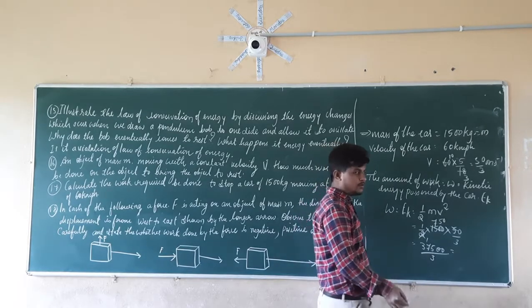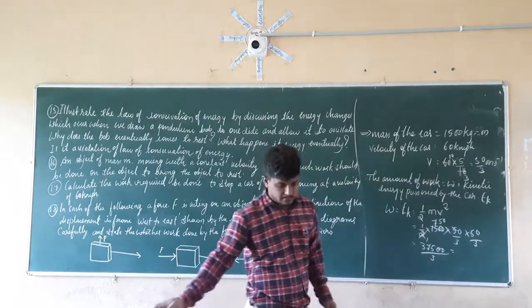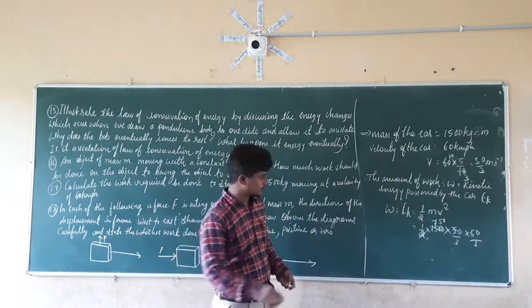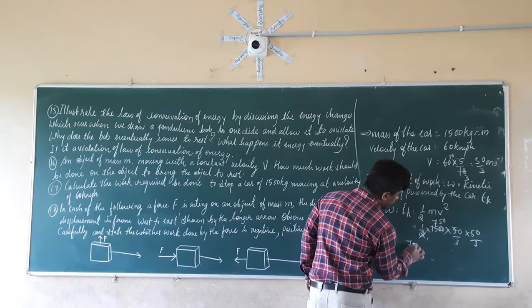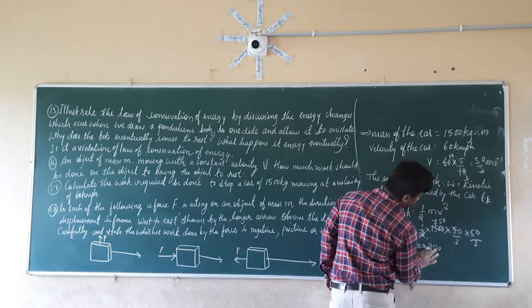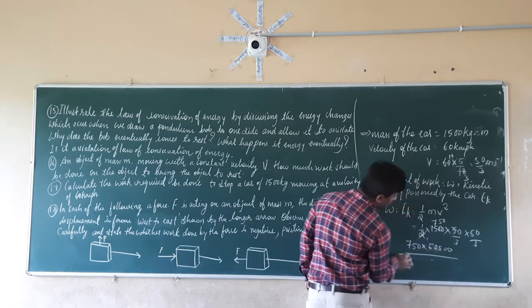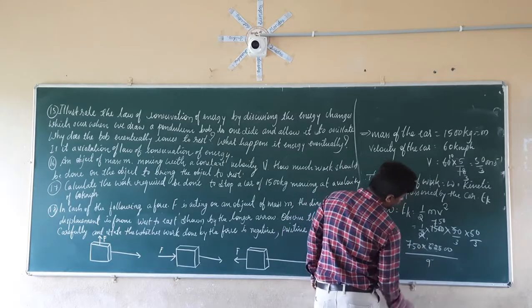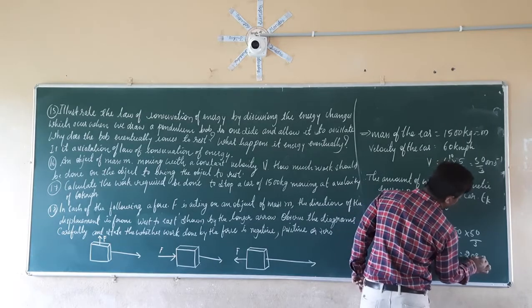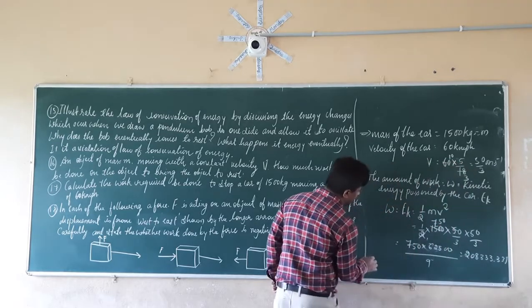Sorry, it is mv square here. It is 50 divided by 3 again. mv square is equal to 750 into 50 square, which is 25, 62500 whole divided by 9. If you calculate this, you are going to get the value as 20833.33 joules. So therefore the work done is equal to how much?